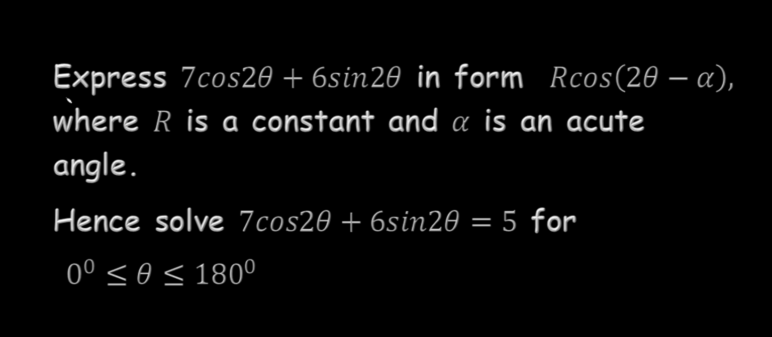Hello everyone. This question requires us to express 7 cos 2θ plus 6 sin 2θ in the form r cos(2θ minus α), where r is a constant and α is an acute angle. Afterwards, we solve 7 cos 2θ plus 6 sin 2θ equal to 5, for values of θ ranging between 0 degrees and 180 degrees inclusive.